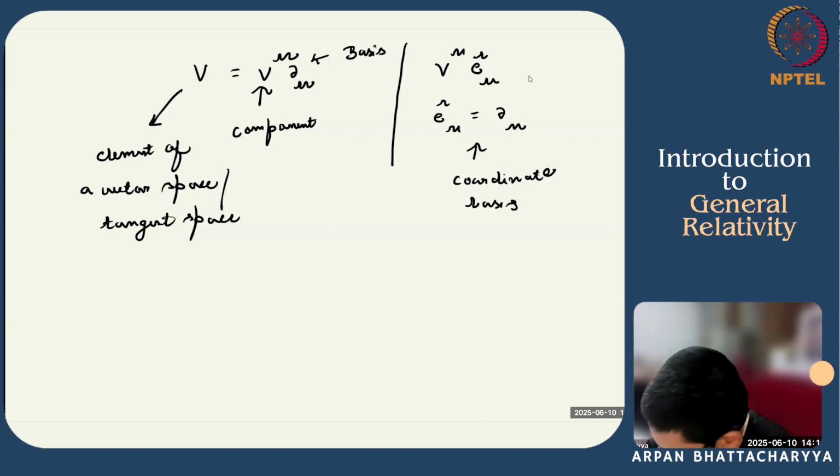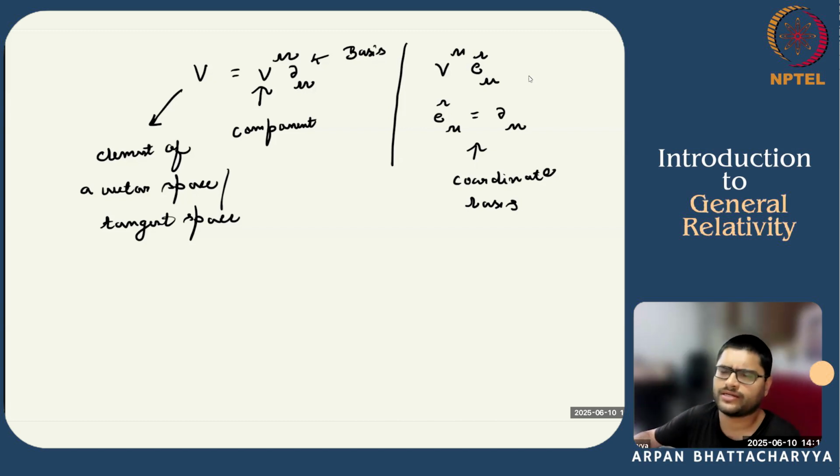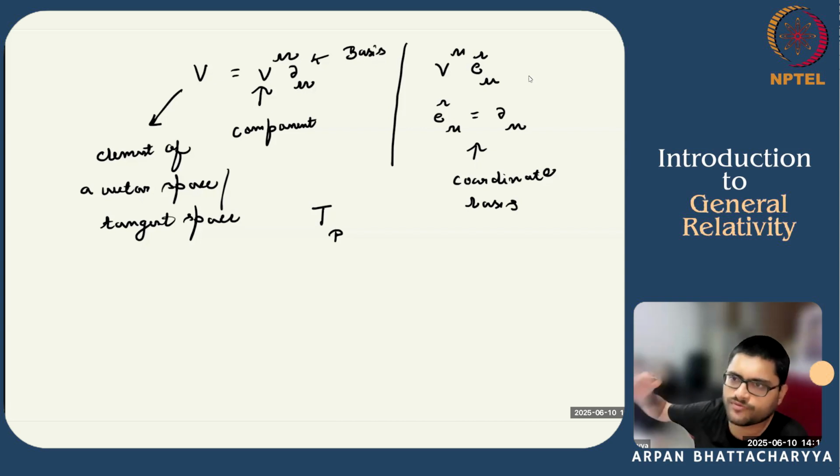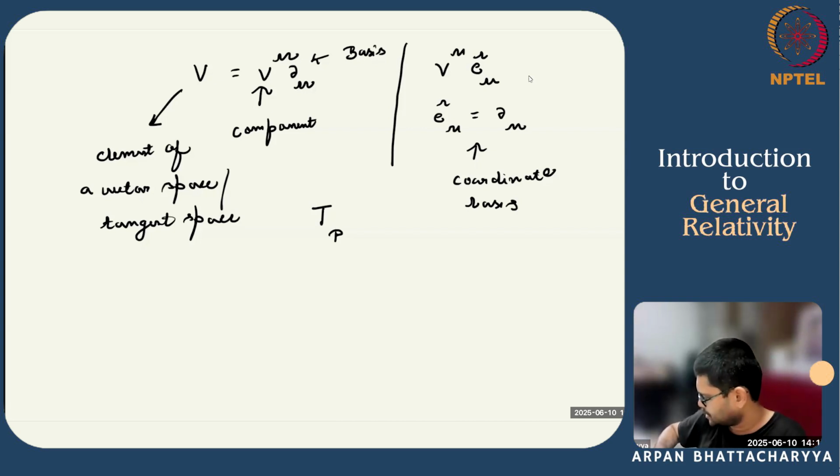So the bigger lesson is that we will consider vectors as a differential operator which lives at the tangent space associated with every point in the Minkowski space. We will denote that vector space by T subscript P, where P denotes that particular point. T subscript P denotes the tangent space at that point. So each point in the Minkowski spacetime is equipped with the structure of a vector space, and the elements of the vector space take this form.